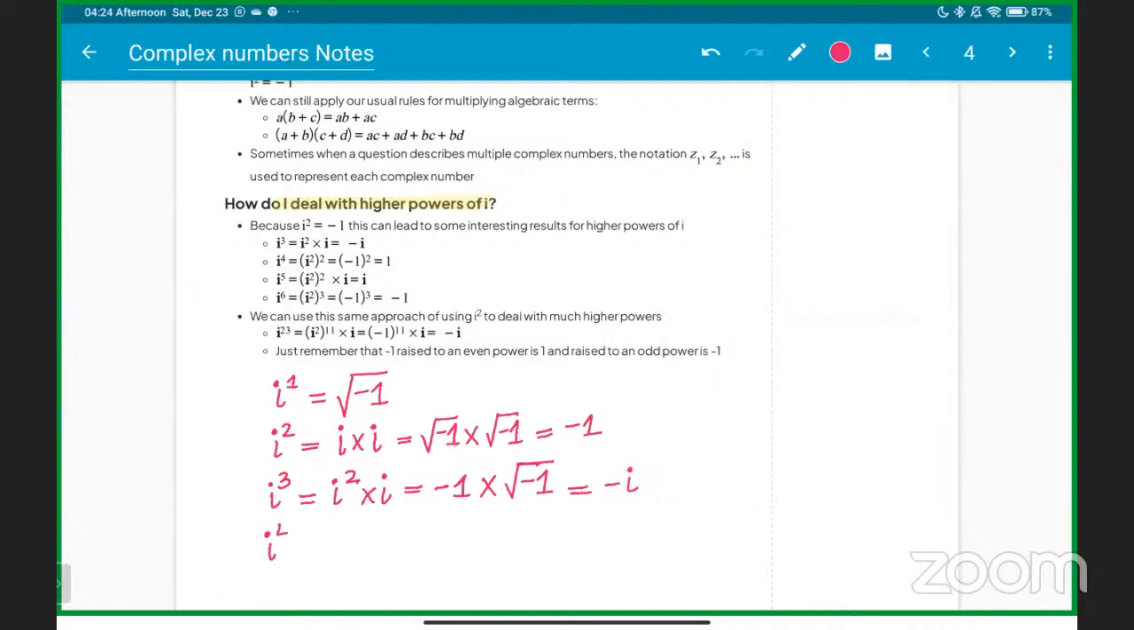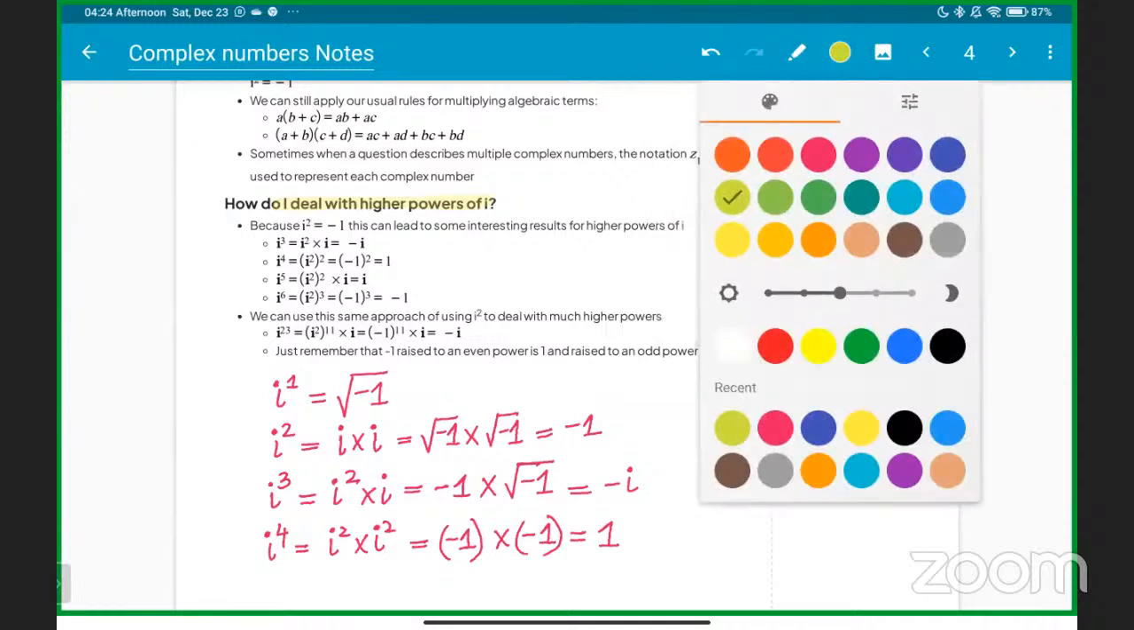Then I power 4 will be I square multiplied by I square. So eventually it will be -1 multiplied by -1, and this will become +1. So I power 4 is 1. Everyone getting it, guys? Clear? Understood?